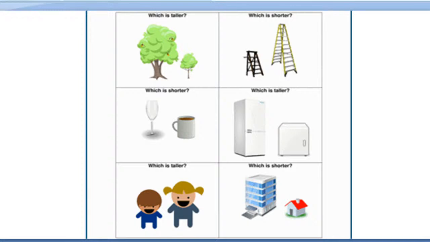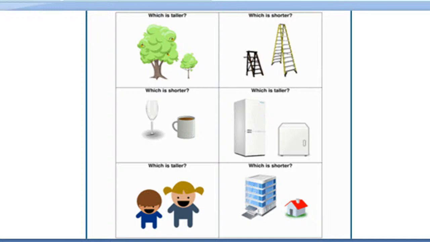So you can compare the two objects, the glass and the cup. The shorter one is the cup. Very good. In this picture you have to take the shorter one, so we are going to take the cup. The cup is the shorter object.